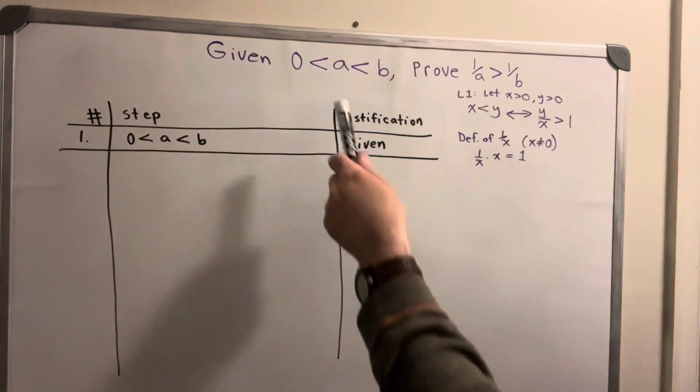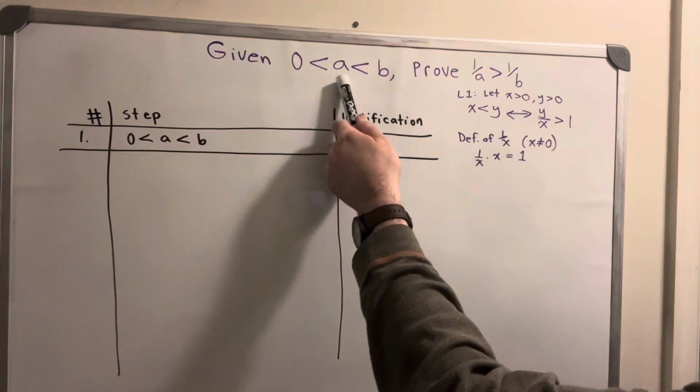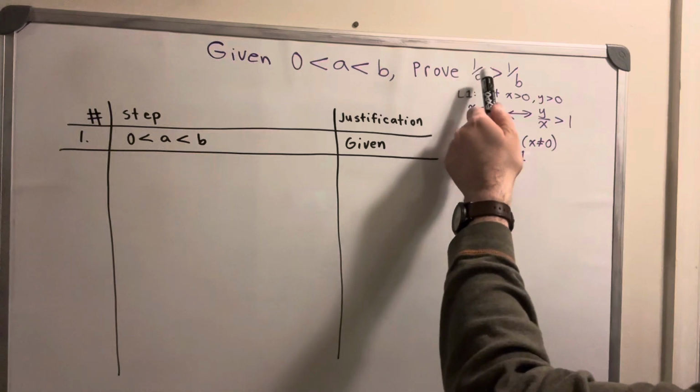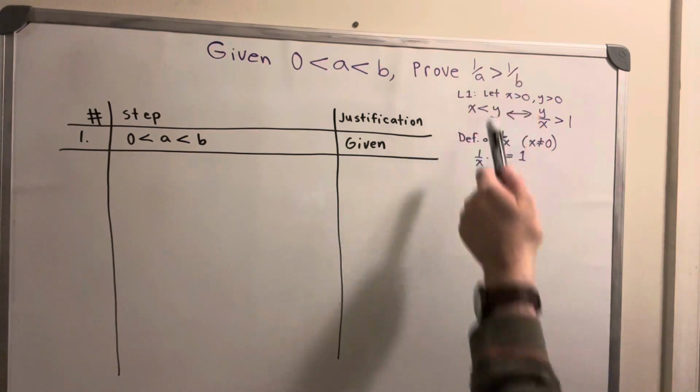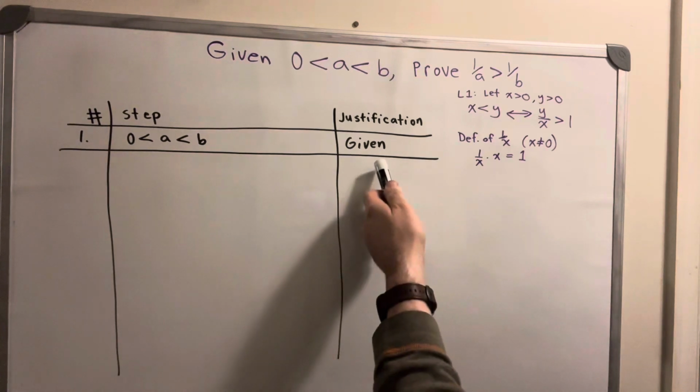So now to prove the original theorem: given that 0 is less than a, which is less than b, prove that 1 over a is greater than 1 over b. Starting out with step 1, we'll say that 0 is less than a, which is less than b, and the justification is that's what we're given.